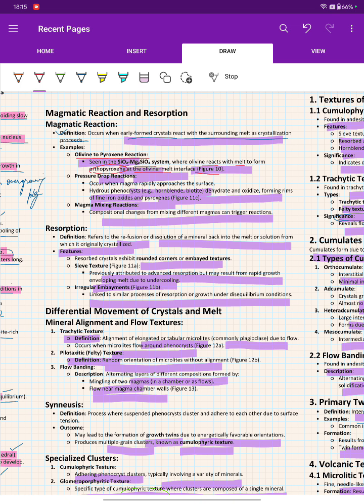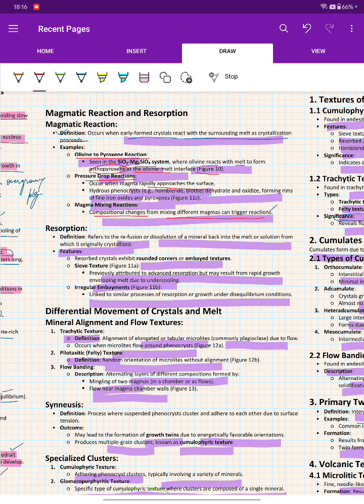Now pressure drop reaction. This occurs when magma rapidly approaches the surface. Hydrous phenocrysts, hornblende, biotite, they dehydrate and oxidize, forming rims of fine oxides and pyroxene. Magma mixing reaction: a compositional change from mixing different magmas can trigger reactions.